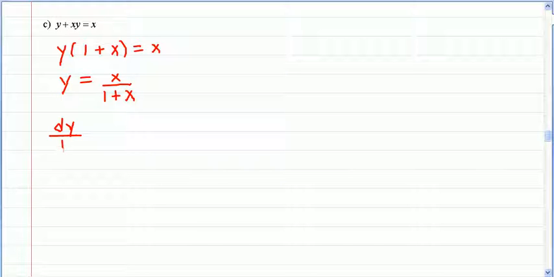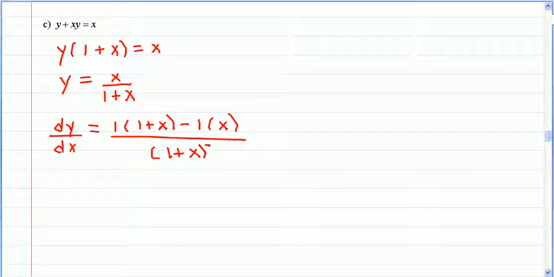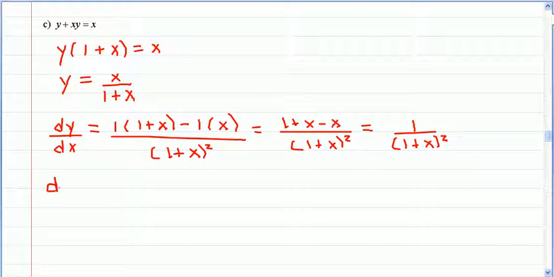So I start with dy dx equals 1 times 1 plus x minus 1 times x over 1 plus x squared, and I have 1 plus x minus x over 1 plus x squared, which simplifies to 1 over 1 plus x squared. And I just move the dx over to the right side, so I have 1 over 1 plus x squared times dx.